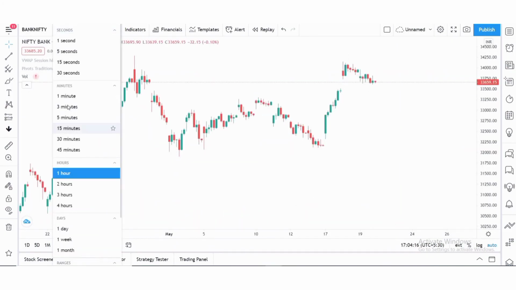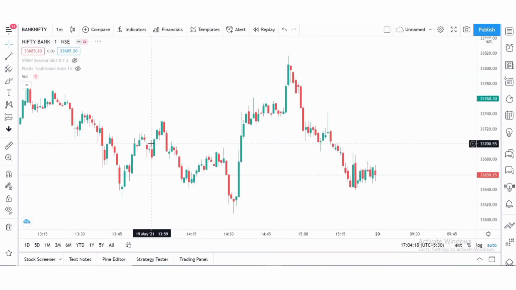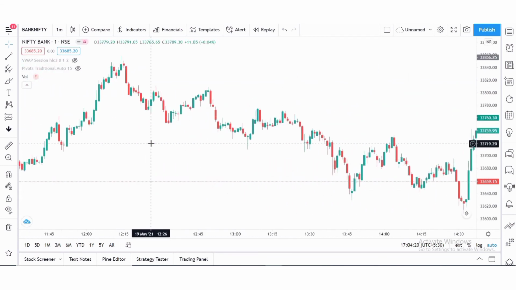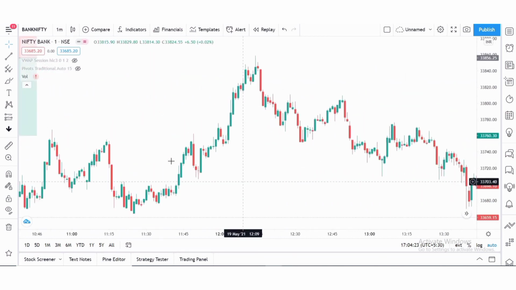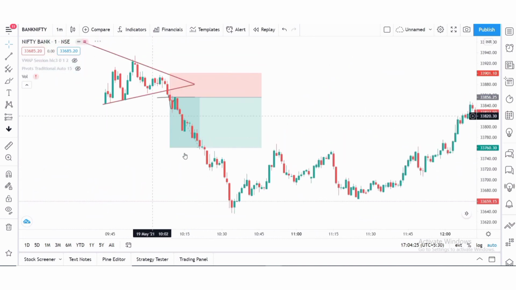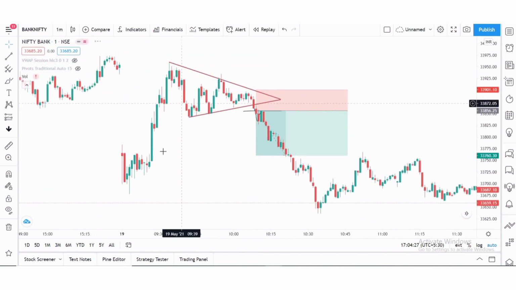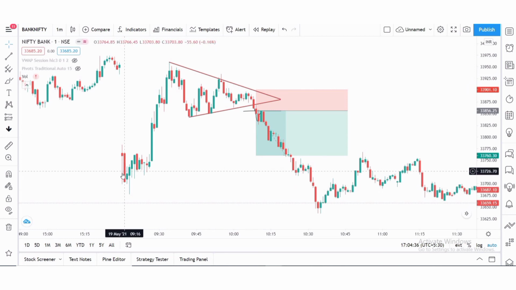On a 1 minute time frame. So yes, what happened in Bank Nifty on 19th of May? You can see that, yes, I already made this. This was the 1 minute time frame. You can see the pattern. First Bank Nifty moved on the upside.